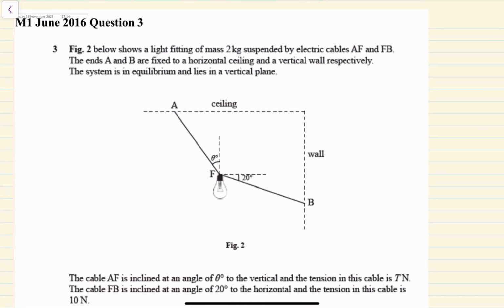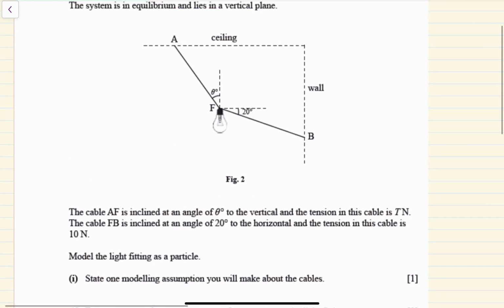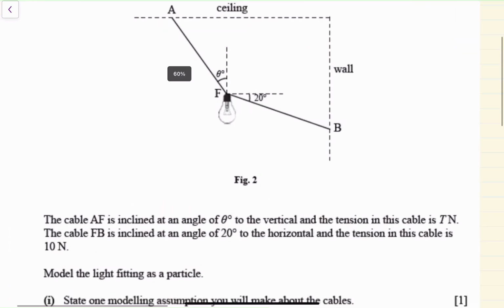This is an equilibrium question which would come up on AS2, the mechanics section. It says here, the figure below shows a light fitting of mass 2 kilograms suspended by an electric cable AF and BF. The ends A and B are fixed to a horizontal ceiling and a vertical wall respectively. The system is in equilibrium and lies in a vertical plane. It says the cable AF is inclined at theta to the vertical, and the tension in this cable is T.